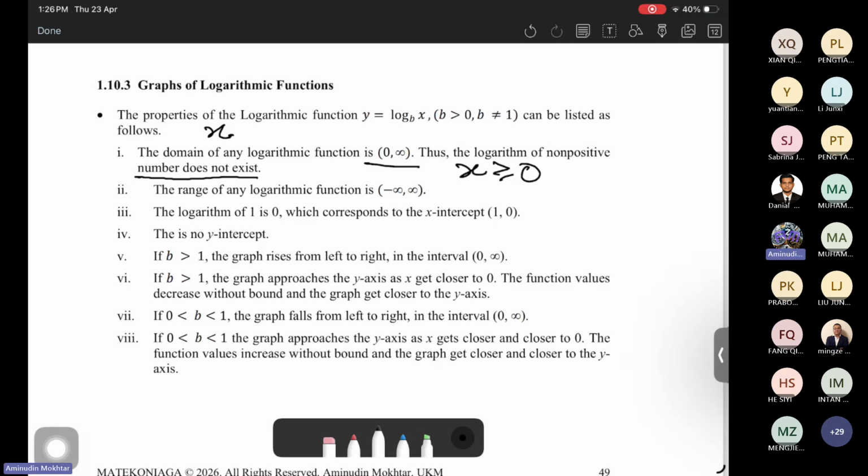The range of any log. Okay, the range. What is the range? The range means that the value of y can take any value from negative infinity until positive infinity. y can be positive and negative, but x must be positive. The log of 1 is 0. In other words, log 1 is 0. So when x equals 1, y will equal 0.